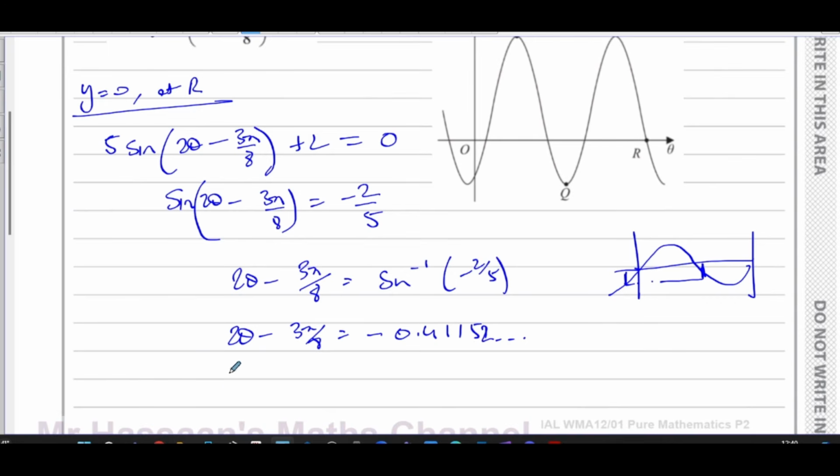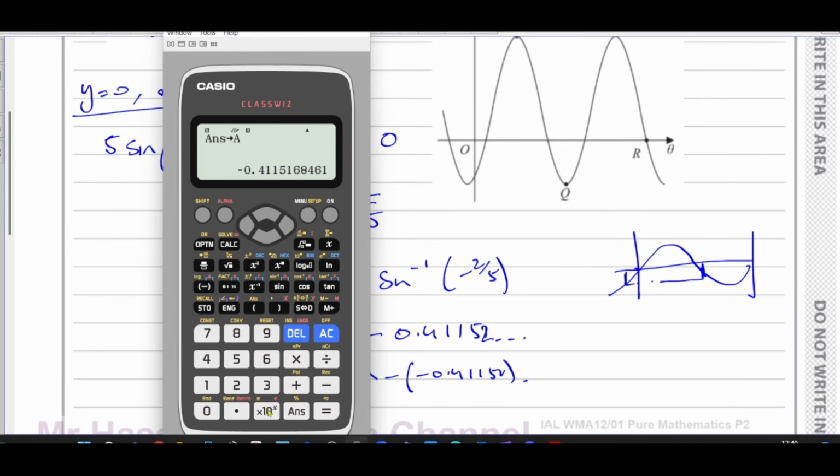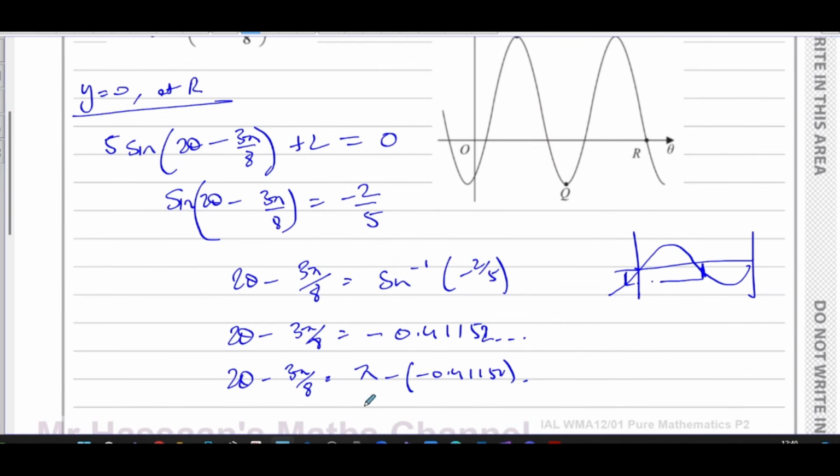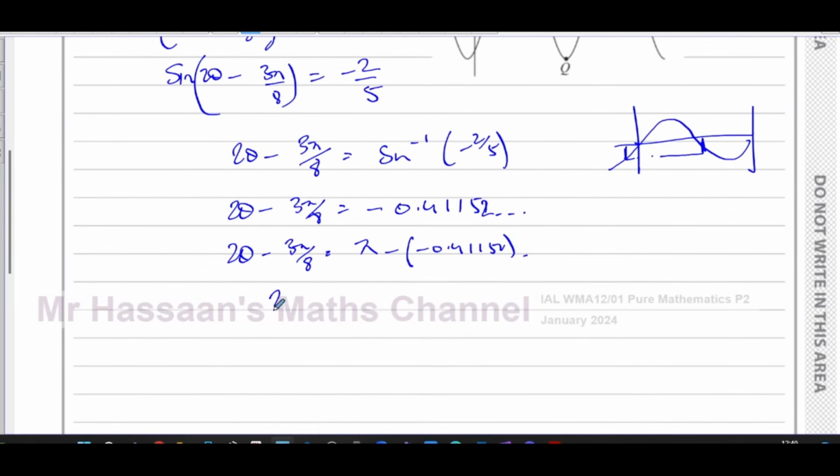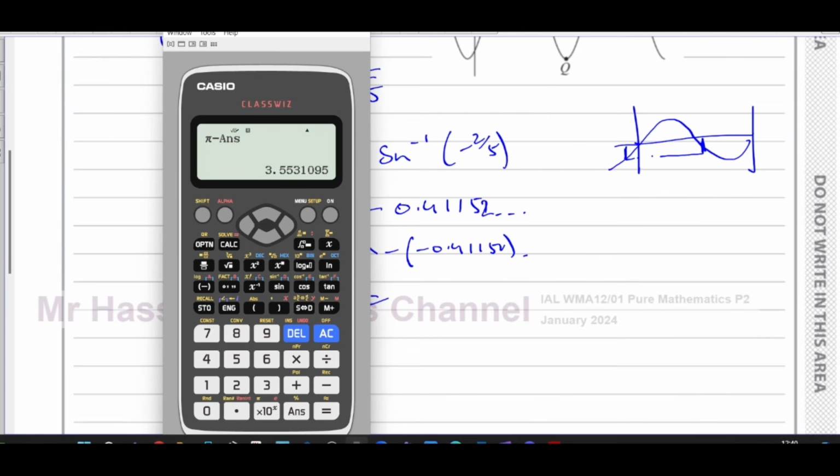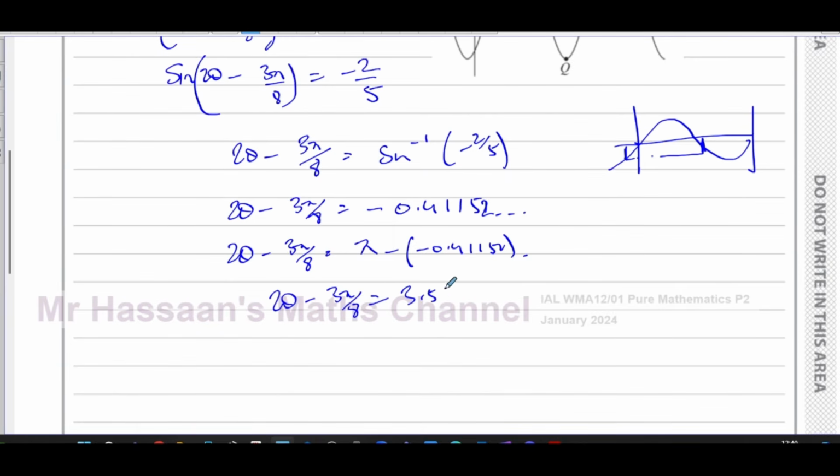So we say 2 theta minus 3 pi over 8 is equal to pi minus 0.41152. Okay, so we're going to do pi minus this. So we have pi minus the last answer. That gives us the first angle. So 2 theta minus 3 pi over 8 is going to be equal to, as we just found, 3.5531. So this is the calculator answer. This is called the principal solution. And this is the first main answer.